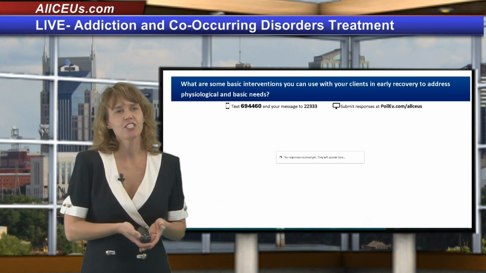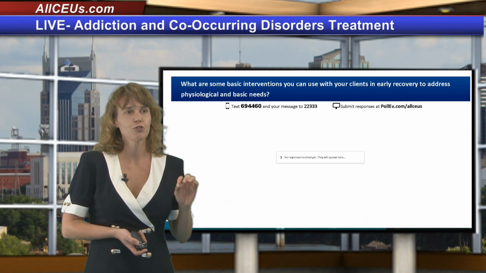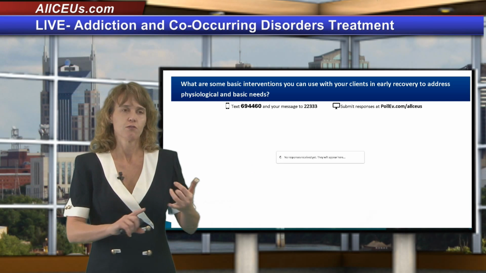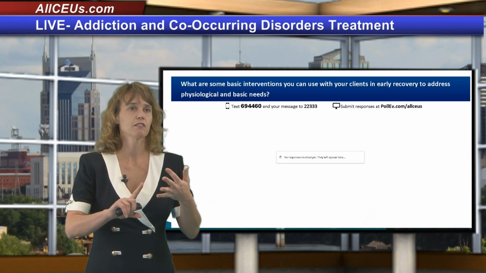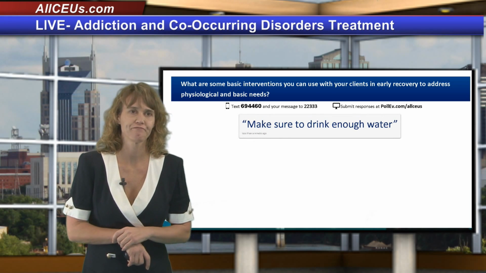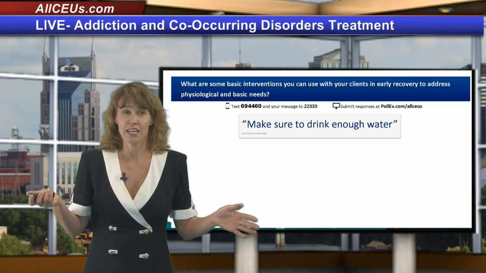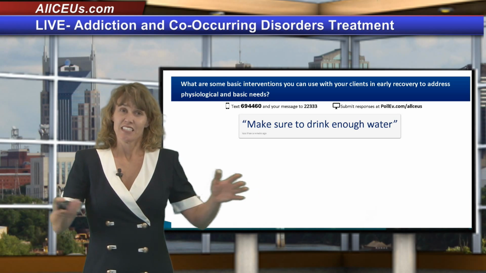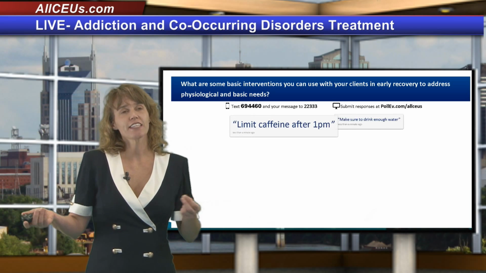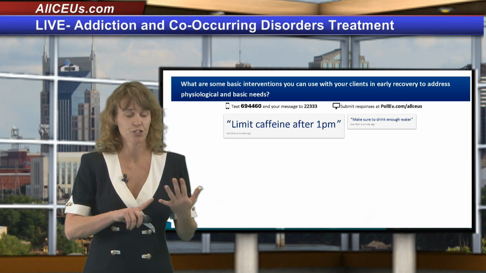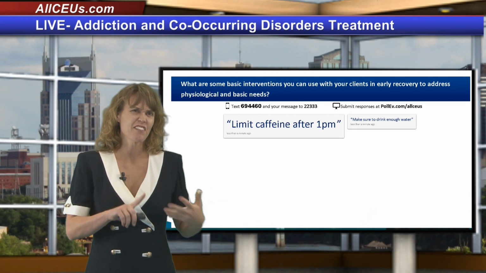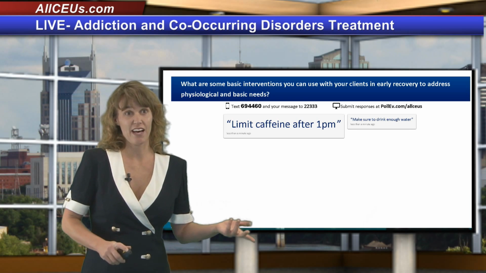So what are some basic interventions you can use with your clients in early recovery to address physiological and basic needs? So that lowest level when we're talking health, food, sleep. Make sure to drink enough water. Crystal Light, Kool-Aid, non-caffeinated beverages. I'll take it if we're getting the person hydrated again, and educate them about the effects of dehydration leading to feelings of lethargy, confusion, a lot of the same symptoms that somebody who's depressed may have.